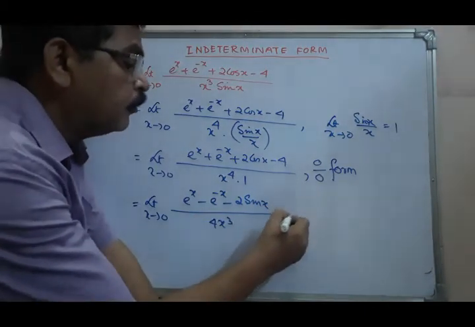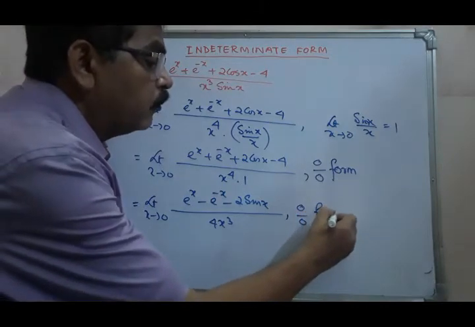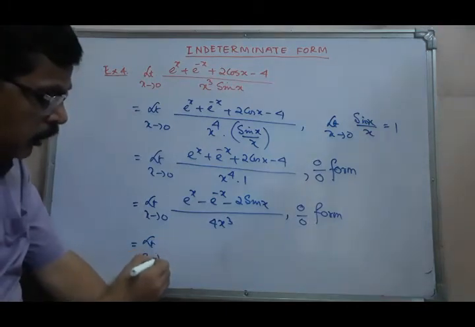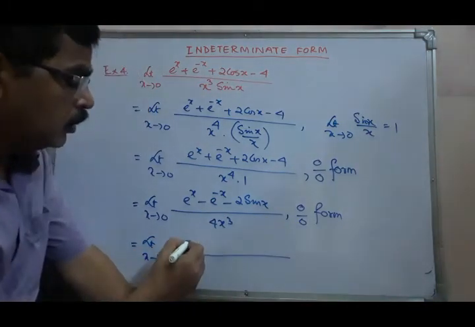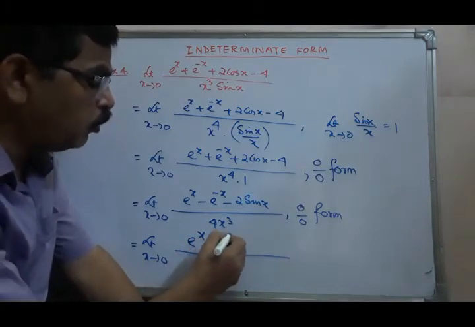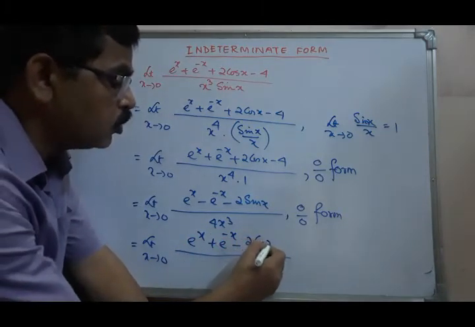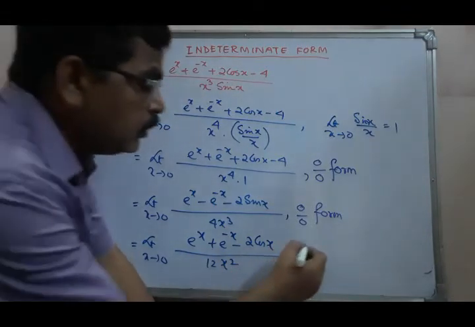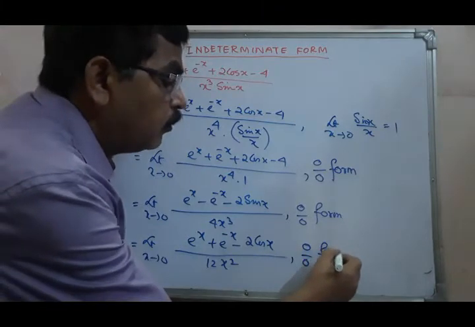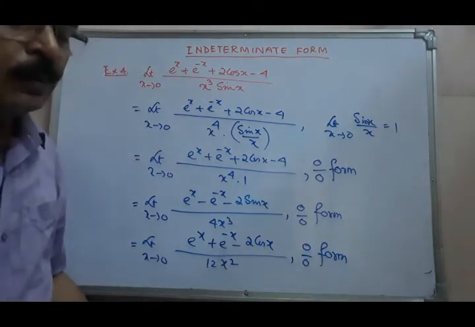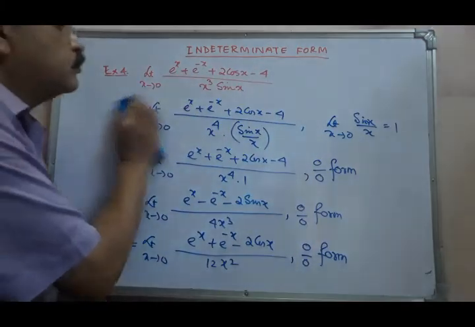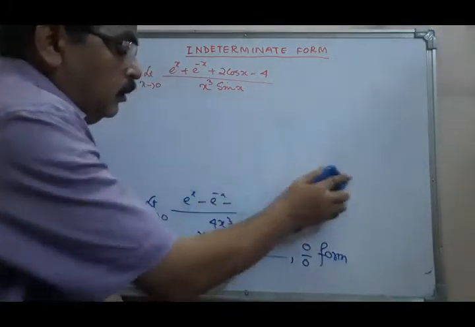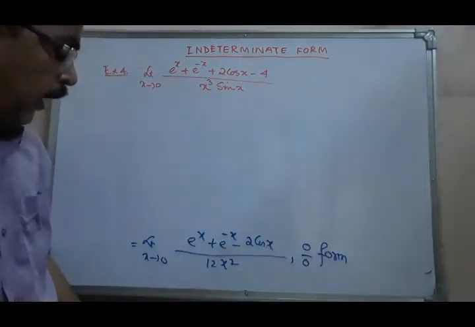Again it is the form of 0 by 0. So it means again we are applying L'Hospital rule. So limit x tending to 0, it is (e^x + e^(-x) - 2 cos x) divided by 12x^2. Again it is 0 by 0 form. It means we are going to apply L'Hospital rule.